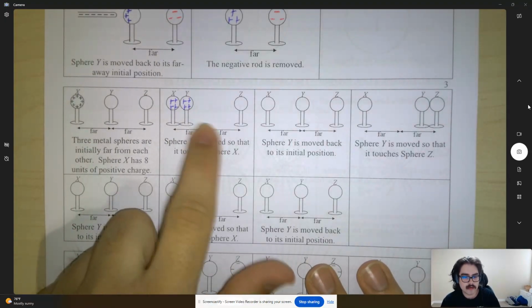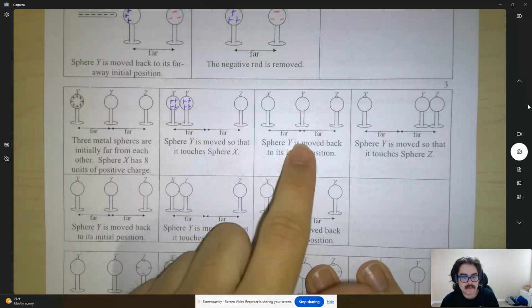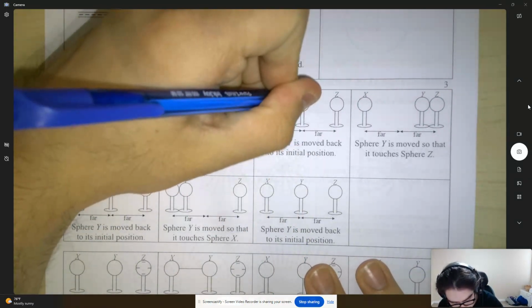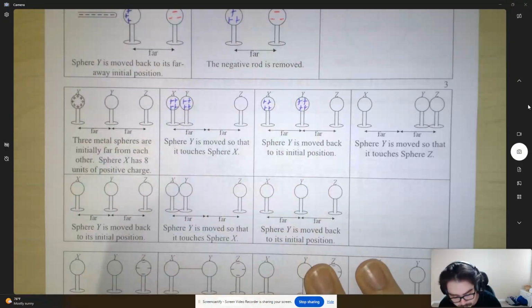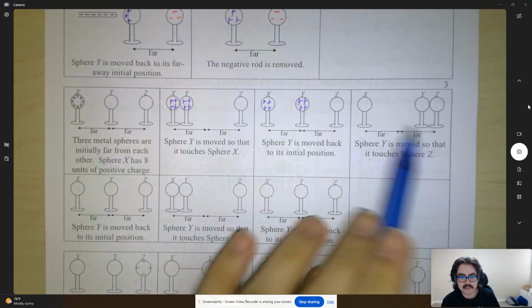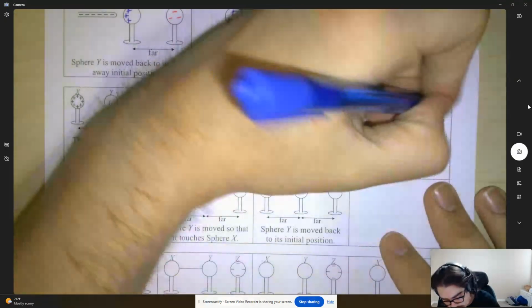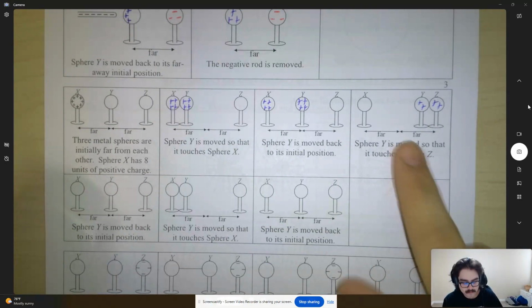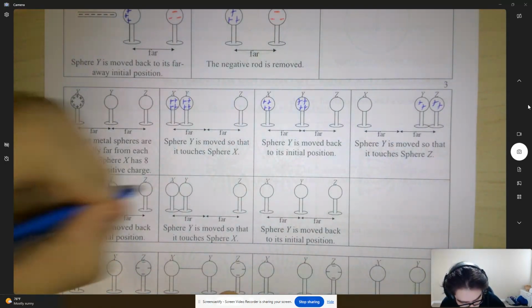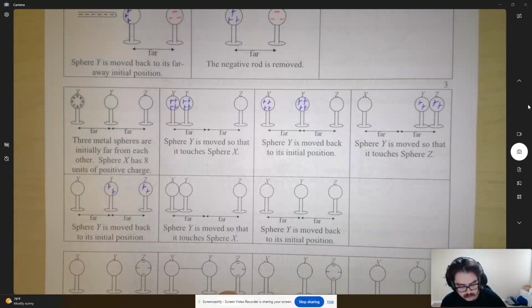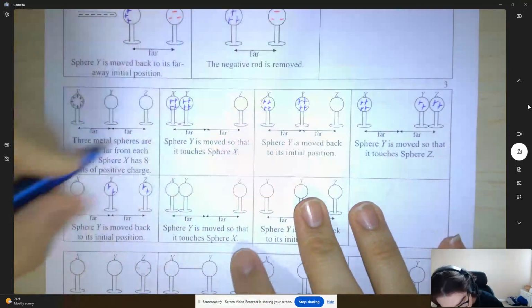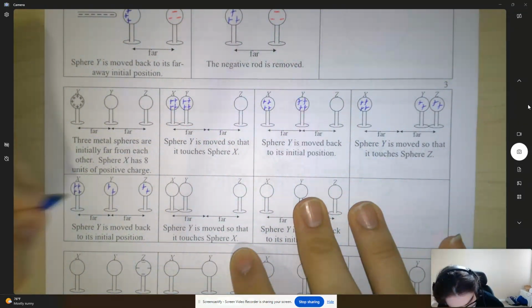When we bring Y away from that, okay, then they both are going to keep their 4 charges with them. When we bring Y in contact with Z, they split those 4 charges equally because they're identical spheres. When we move Y back, it keeps those charges with it. Z keeps those charges with it too. And I should have drawn this too. X still has its 4. Okay, it didn't lose its 4 at any point in here.